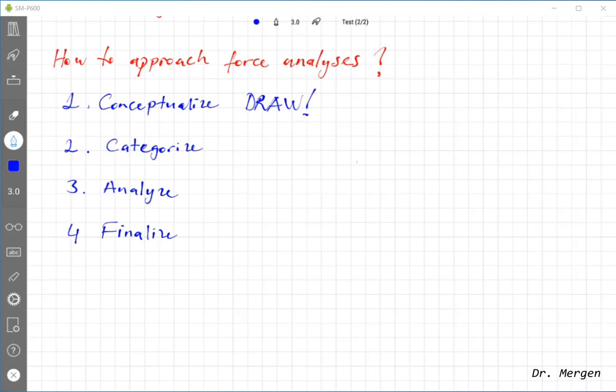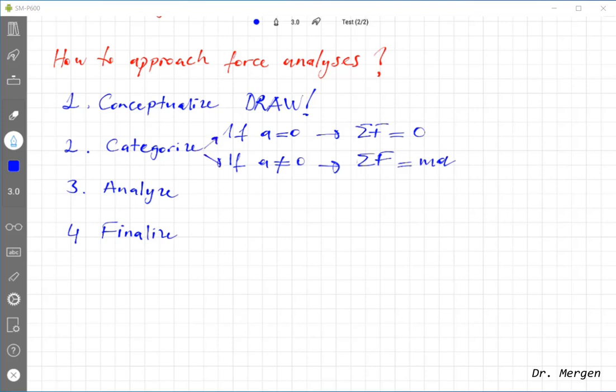Second thing we need to do is to categorize the problem depending on the acceleration. If the acceleration is 0, then the total sum of the forces on the system should be equal to 0. If the acceleration is different than 0, then the total sum of the forces must be equal to m times a.